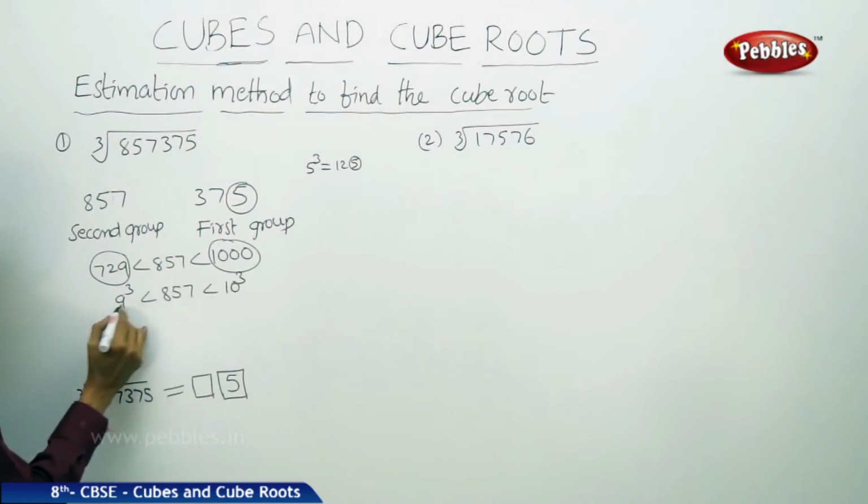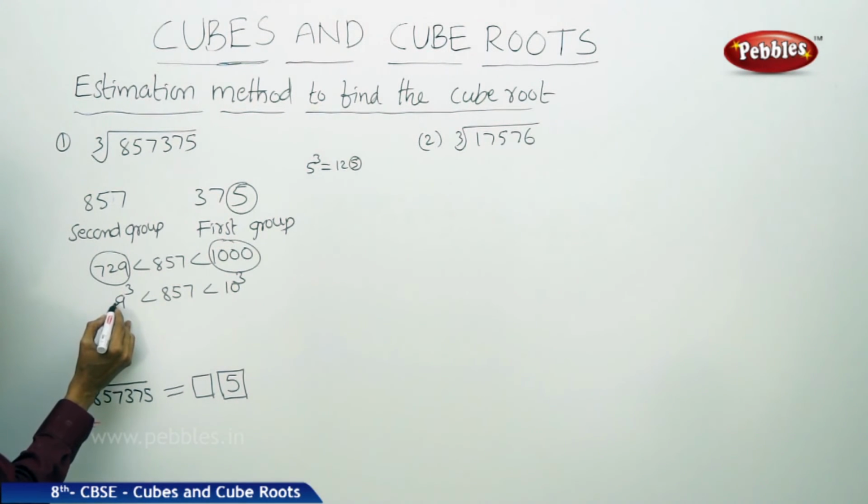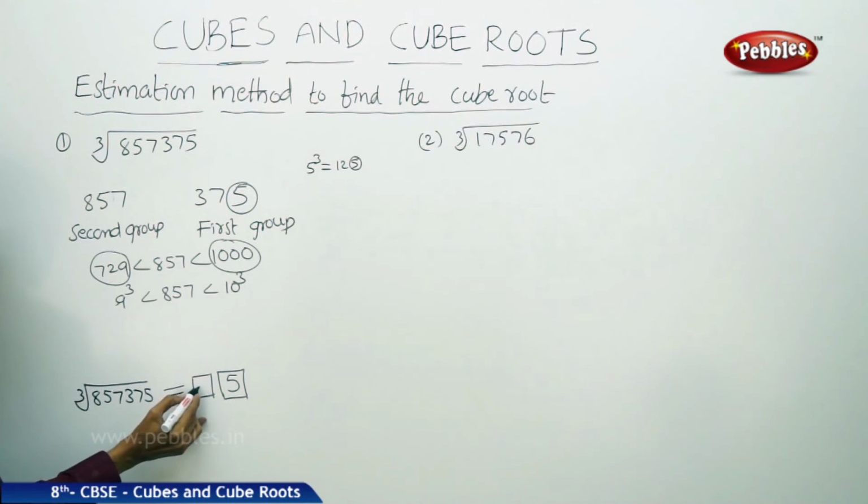Now in these two, 9 and 10, which is smaller? 9 is the smaller number. The units place of this smaller number is the tens place of the cube root. So here we write 9. So the cube root of the given number is 95.